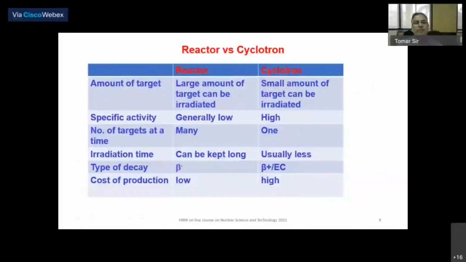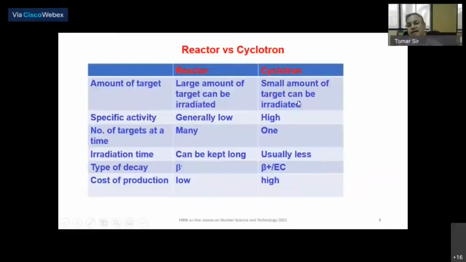So let us compare the isotope production in a reactor and in a cyclotron in terms of the different parameters, like amount of target. In a reactor, you can irradiate a large amount of the target material, so the number of atoms is very, very large. It can be grams. Whereas in a cyclotron, only a limited amount.